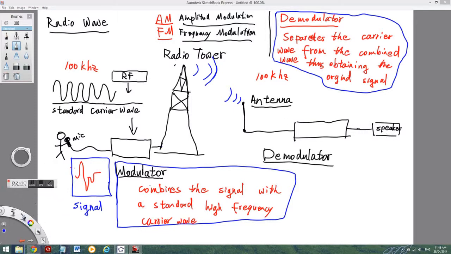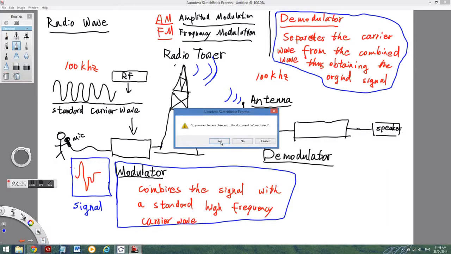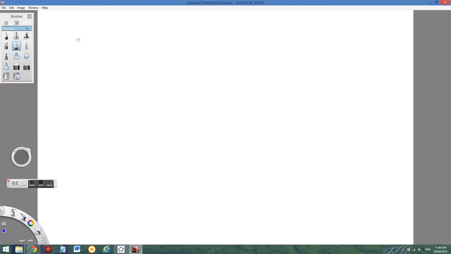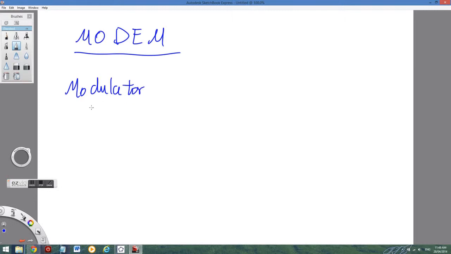Now, the other thing I want to show you is your internet modem. Modem is a short form. The full form is modulator and demodulator. So modulation and demodulation are involved not only in radio wave transmission, but even in digital transmission.